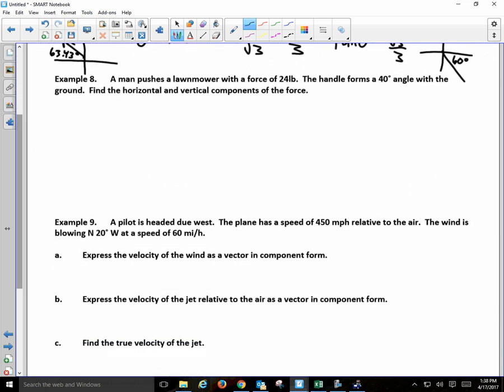So, our last example, we try a basic word problem. A man pushes a lawnmower with a force of 24 pounds. The handle forms a 40-degree angle with the ground. Find the horizontal and the vertical components of the force.